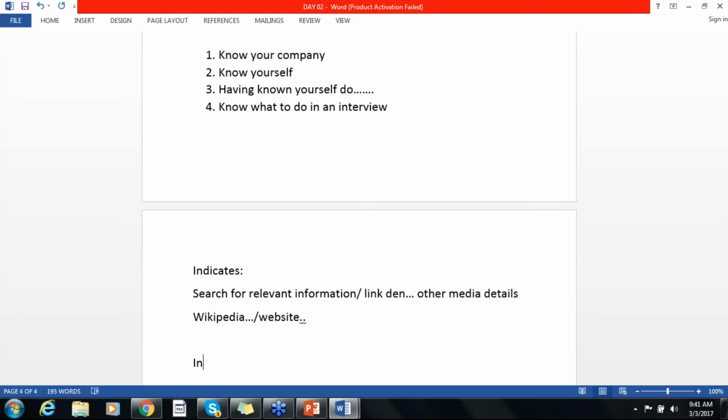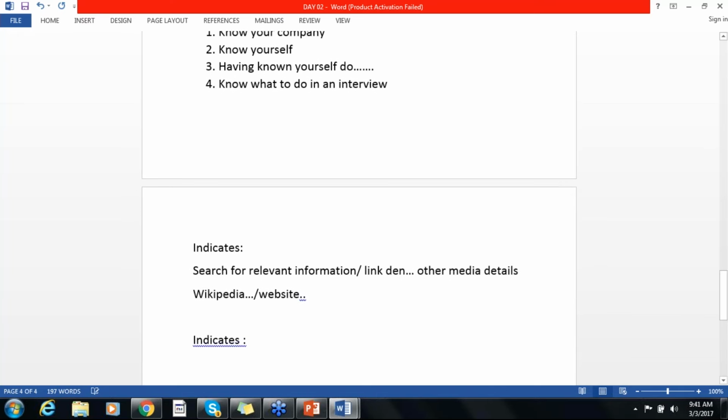Then the second one is important, which indicates know yourself. So here we need to know what skills we possess, and in what type of profile the company has shortlisted me, or my roles and responsibilities that I would be doing, which are in line with the skills that I have. So skills that you have naturally, and personal information that you need to carry. So know yourself is your personal information.